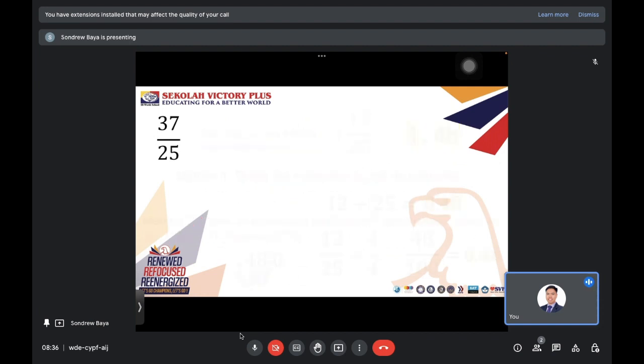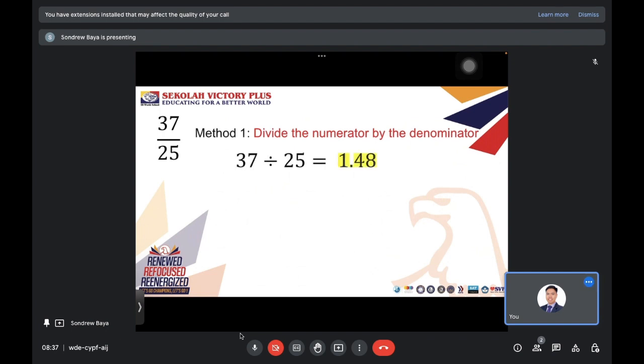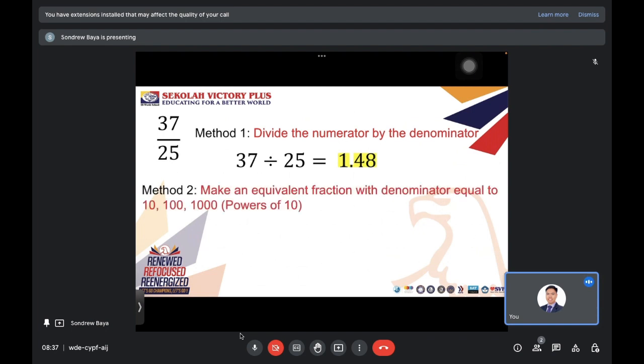You could also do it directly without converting it into a mixed number. By means of method 1, 37 divided by 25, you will get 1.48. Now method 2, it's the same thing. The denominator is 25. We know already that we multiply both numerator and denominator by 4. So we get 148 over 100.